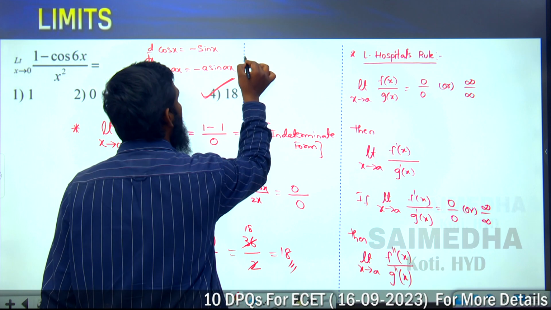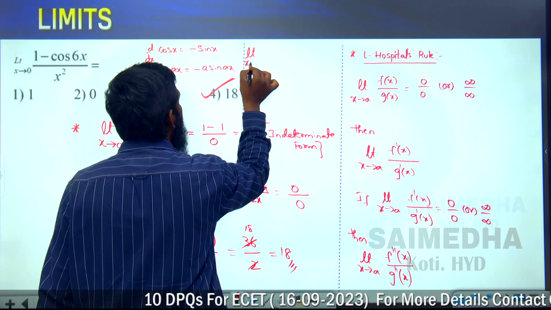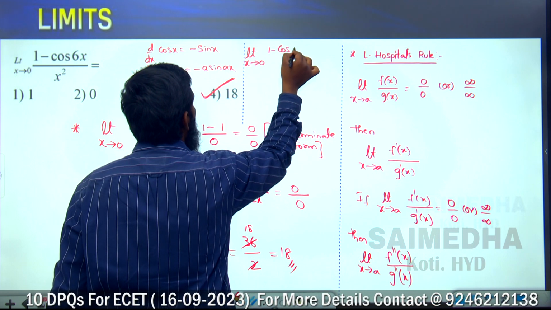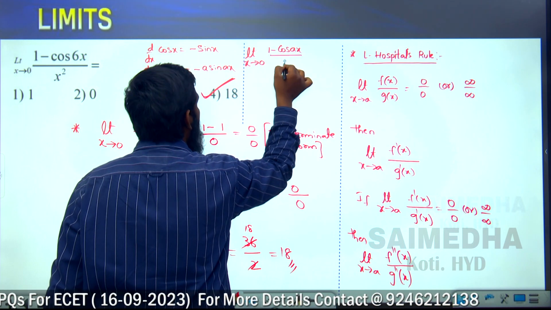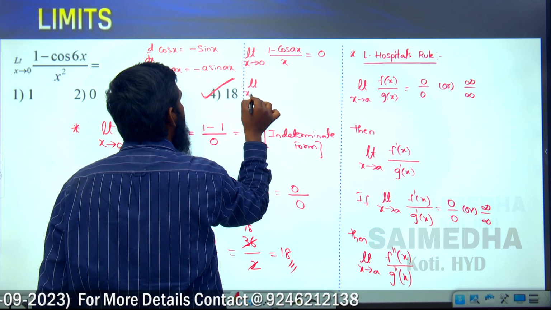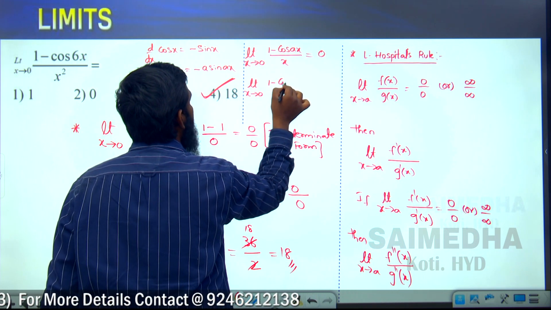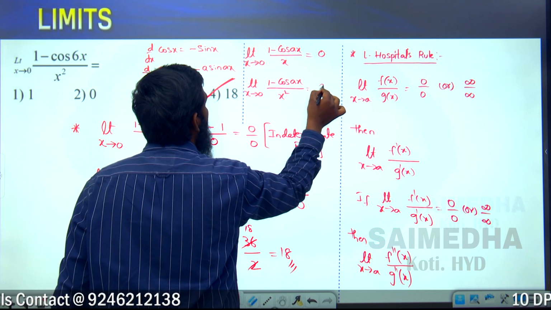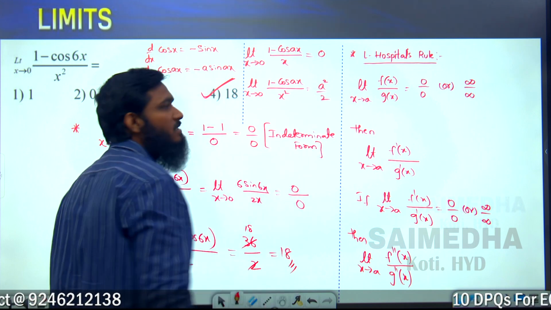Whenever we have limit x tends to 0, (1 minus cos ax) divided by x, it is equal to 0. If we have limit x tends to 0, (1 minus cos ax) divided by x square, it is equal to a square by 2. This is a shortcut we have.